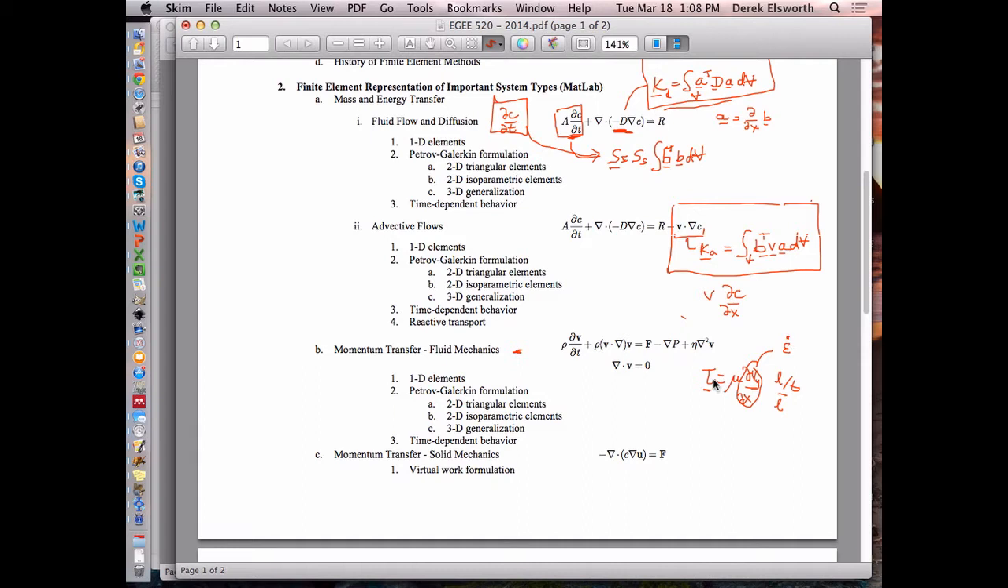For solid mechanics, stresses are linked to strains through a constitutive matrix, which is Hooke's law. And this is Newton's law of viscosity. Other than that, they're identical. One happens to relate to velocities, one happens to relate to displacements. Not displacements, strains. One relates to strains, one relates to strain rates.